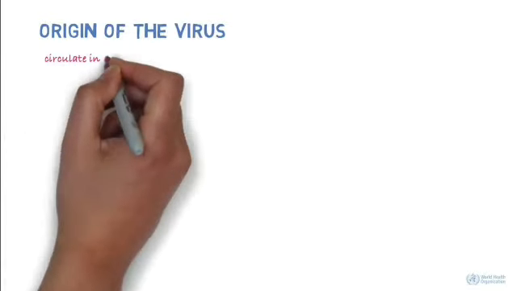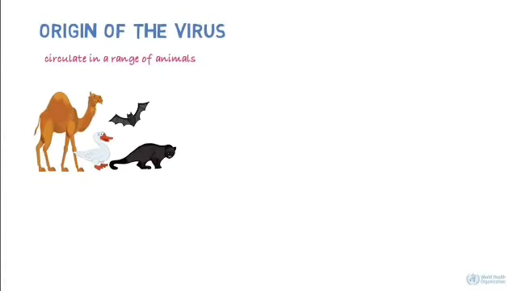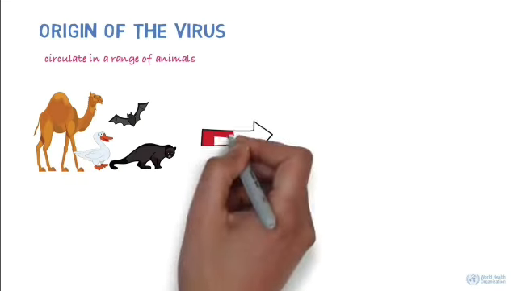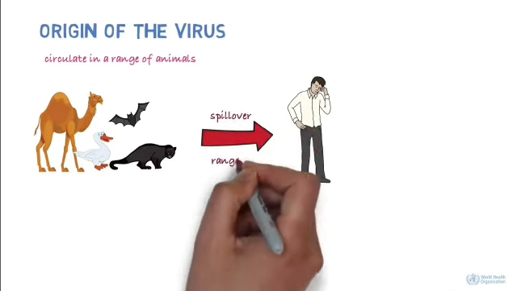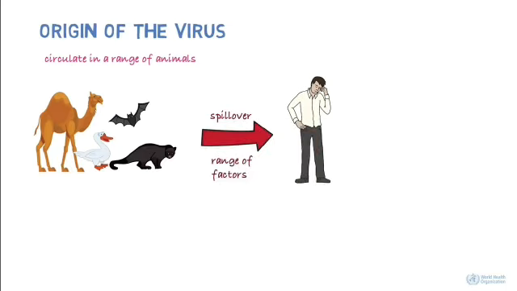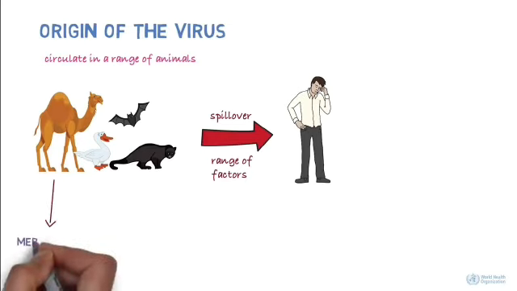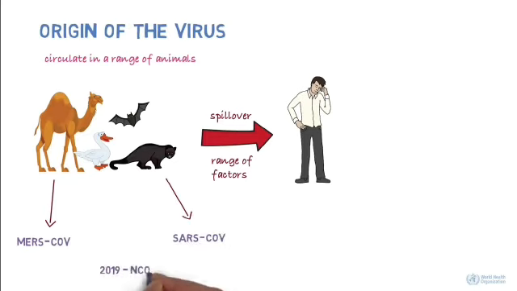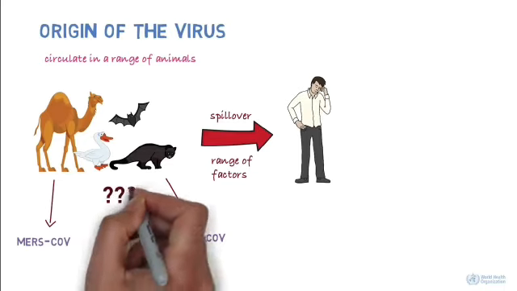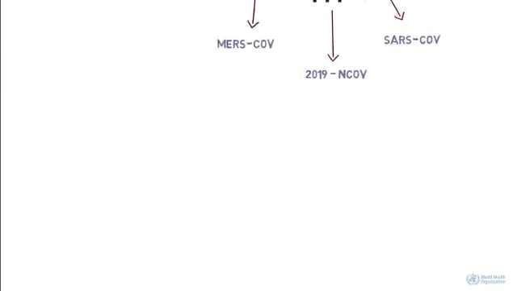It's known that coronaviruses circulate in a range of animals. Sometimes these viruses can make the jump from animals to humans. This is called a spillover and could be due to a range of factors, such as mutations in the virus or increased contact between humans and animals. For example, MERS-CoV is known to be transmitted from camels and SARS-CoV from civet cats. The animal reservoir of the 2019 novel coronavirus is not known yet.